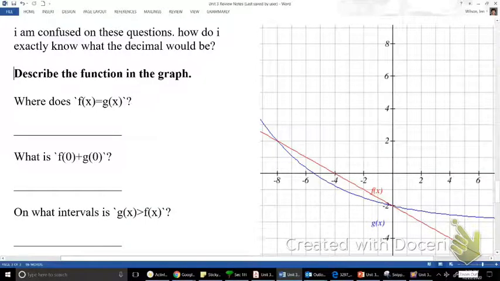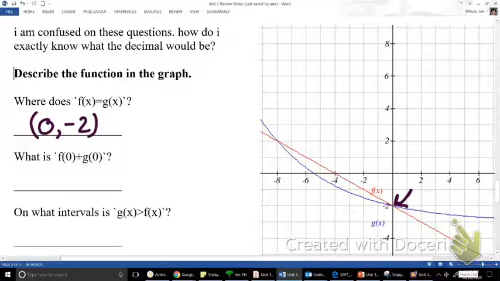All right, so you're wondering how to do this problem. Where does f of x equal g of x? So f of x and g of x are the names of the functions. So I could say, where does the red line equal the blue line? And that is going to be right here where they cross. So in this case, it's going to be 0, -2.